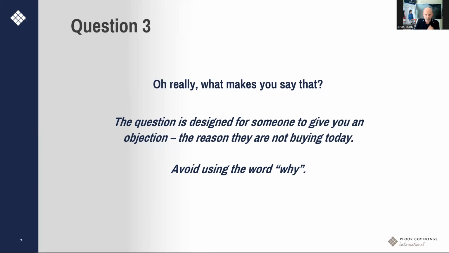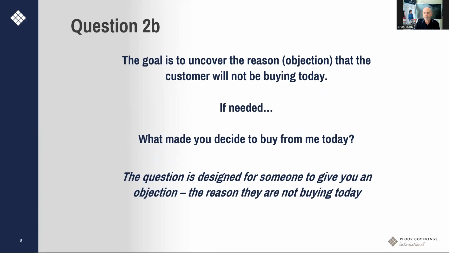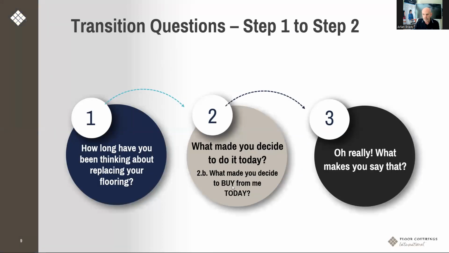All right. Question 3. Oh, really? What makes you say that? It's just about getting somebody to open up and get more information, right? Tell me more about, oh, really? What makes you say that? And again, that question 2B is to uncover the real objection. Why is it that they're not going to buy today? So you might not use that question, okay? That 2B question, you might leave in your pocket. If you get an objection, the minute you get the objection, move on.